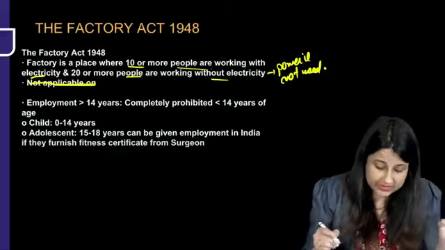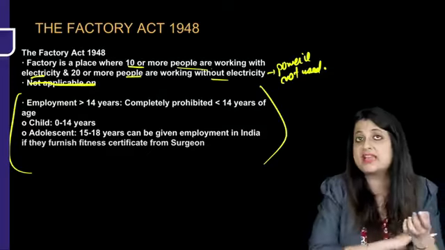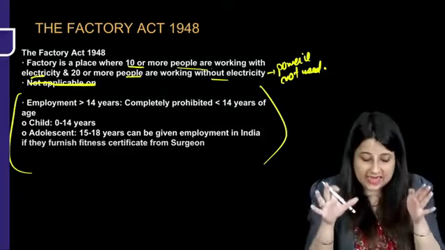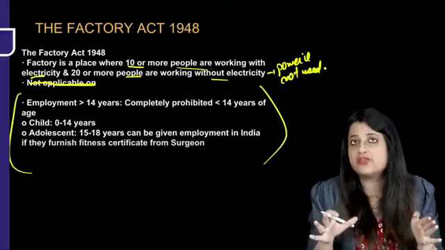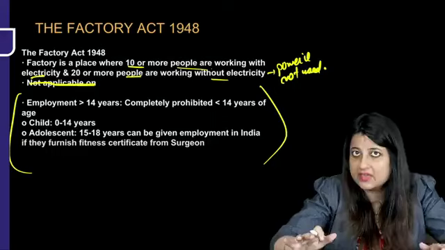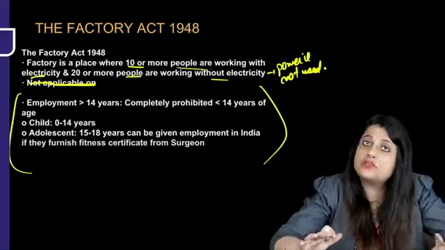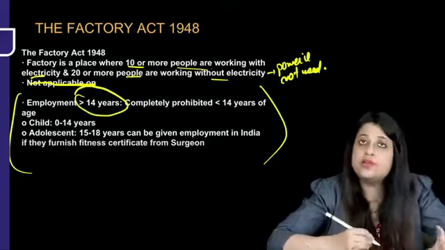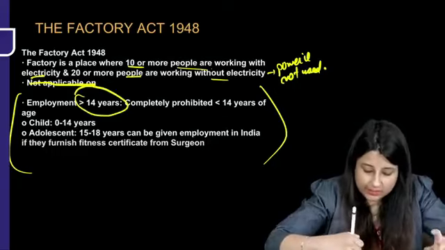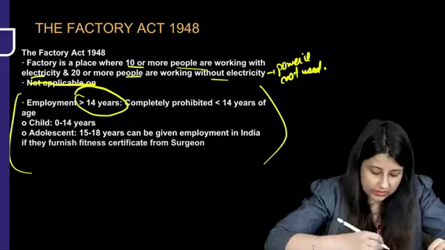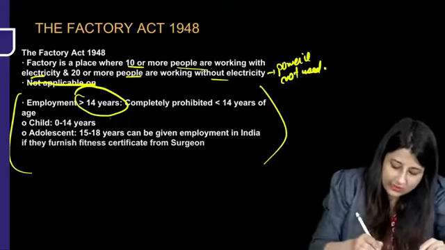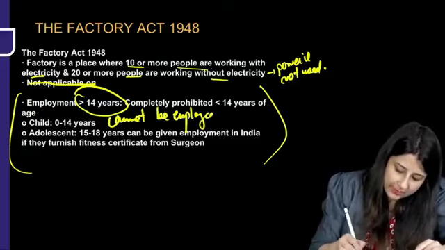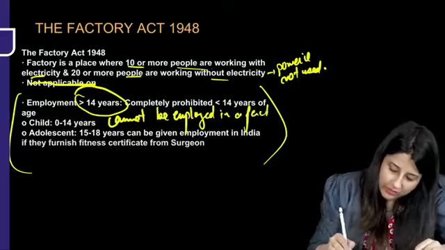Now here are certain important points under the Factories Act. Please remember, this is very important. According to the Factories Act, any child up to 14 years of age cannot work in a factory. It prohibits the employment of children up to 14 years of age. So employment is only offered beyond 14 years of age. It completely prohibits less than 14 years of age. So a child 0 to 14 years cannot be employed in a factory.